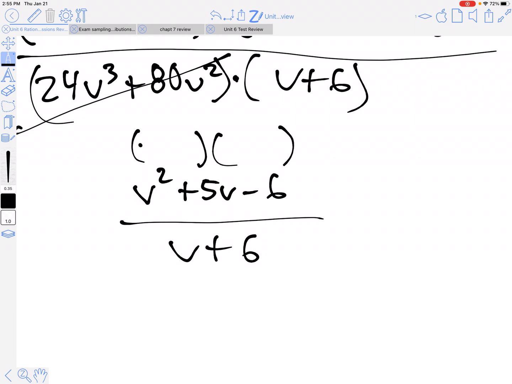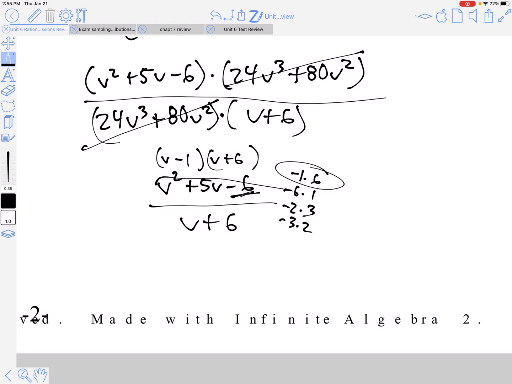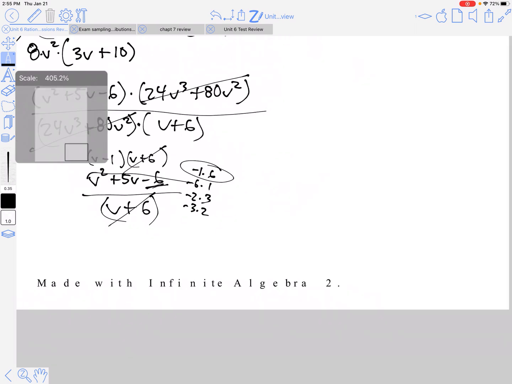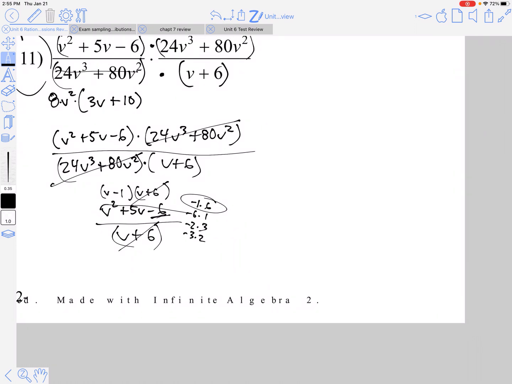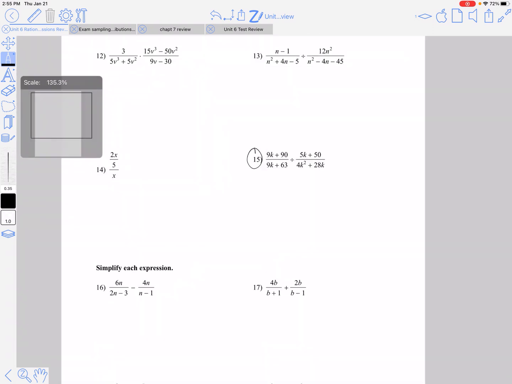Because our a is 1, there's no other option than to have v there and v there, so we can use this shortcut and think what multiplies to give us negative 6, but adds to give us a positive 5, which will be this one. Okay, so we have v minus 1 times v plus 6 over v plus 6, which means v plus 6 divided by v plus 6 will give us 1, and then 1 times v minus 1 is v minus 1. So that's 11. And then 15.